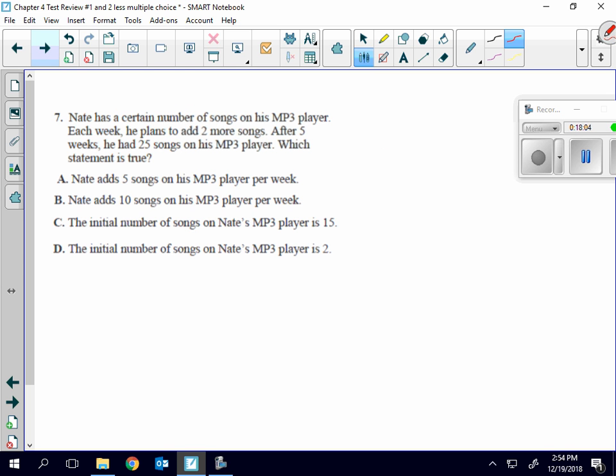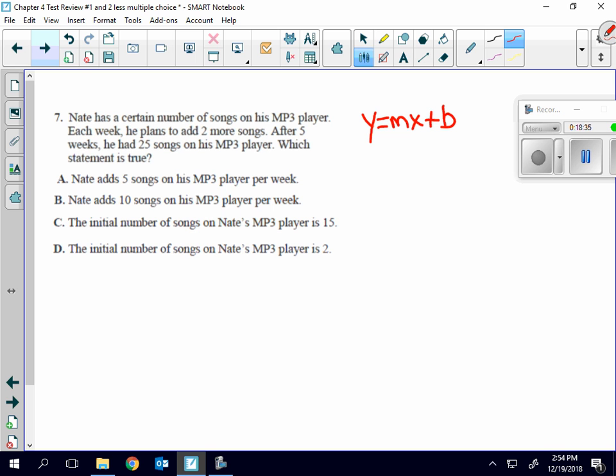All right, Nate has a certain number of songs on his MP3 player. Each week he plans to add 2 more songs. After 5 weeks, he had 25 songs on his MP3 player. Which statement is true? What do we have? What do we know? He has a certain number of songs on his MP3 player. We don't know the beginning number that he has, so we don't know the b. Y equals mx plus b. We don't know the b.